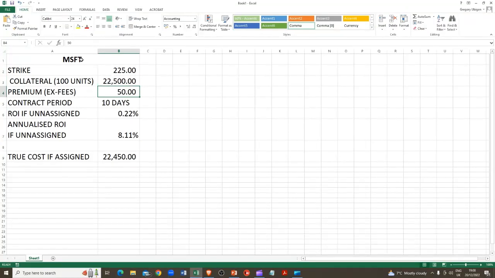And we said that the premium that you will receive was 50 cents. 50 cents multiplied by 100 units would give you $50 paid to you. This does not factor the fees, so you probably will receive a little less than $50. The contract period is 10 days. That's from the 20th of December to the 30th of December 2022.